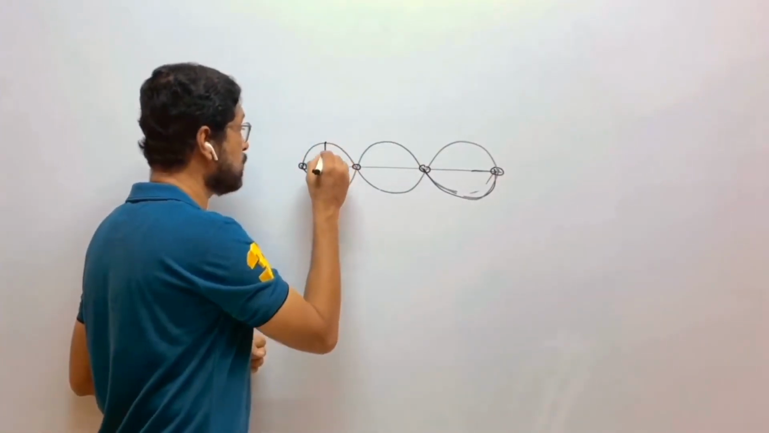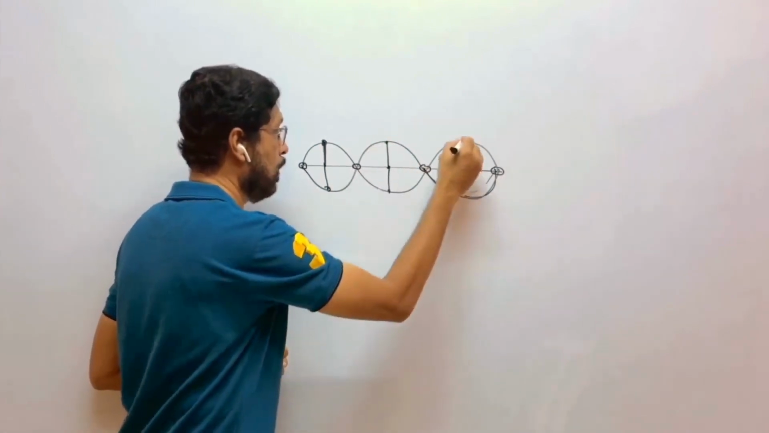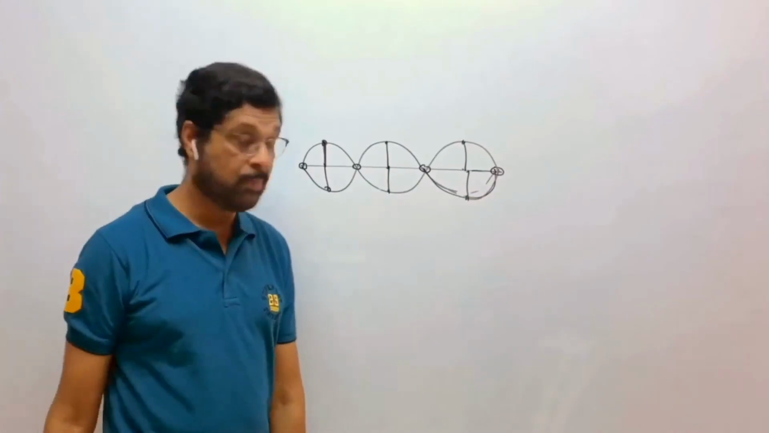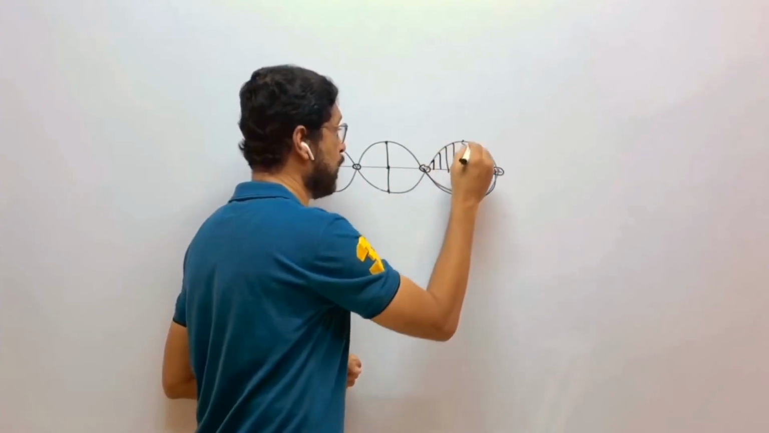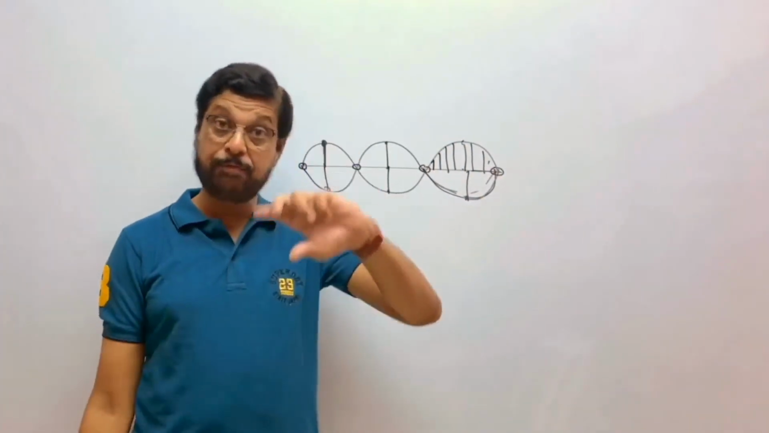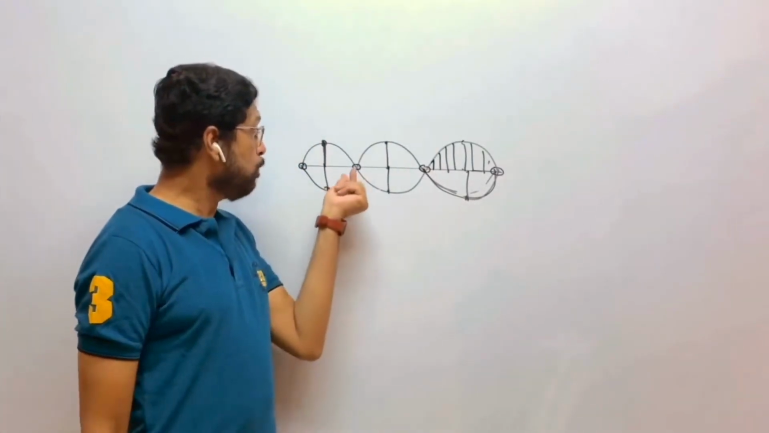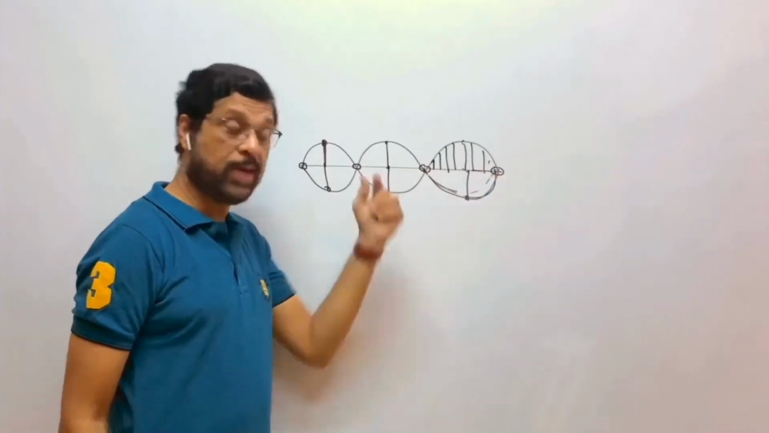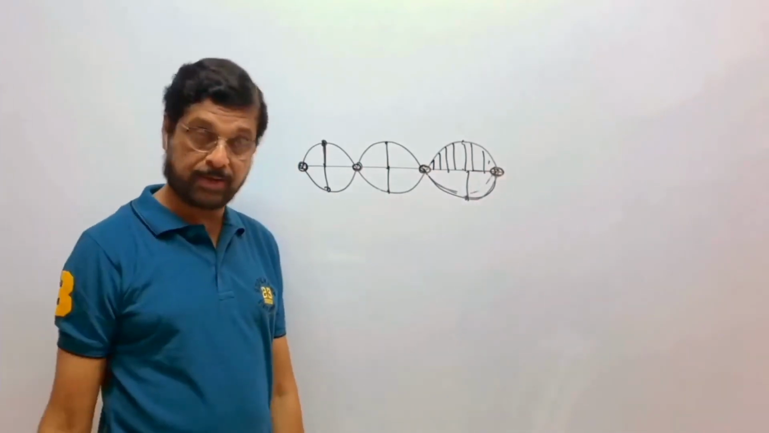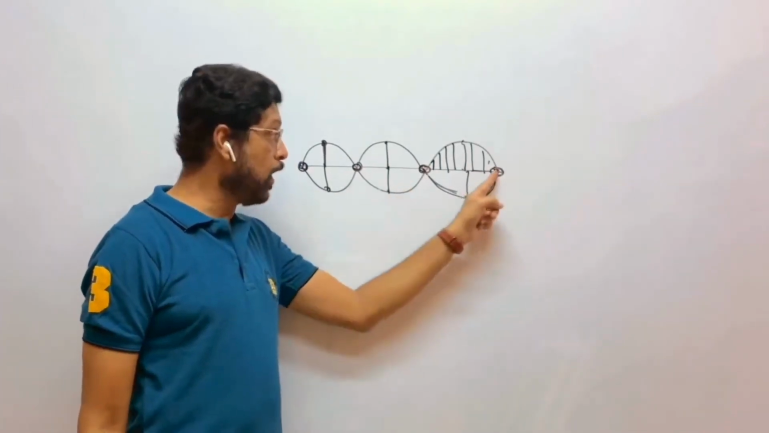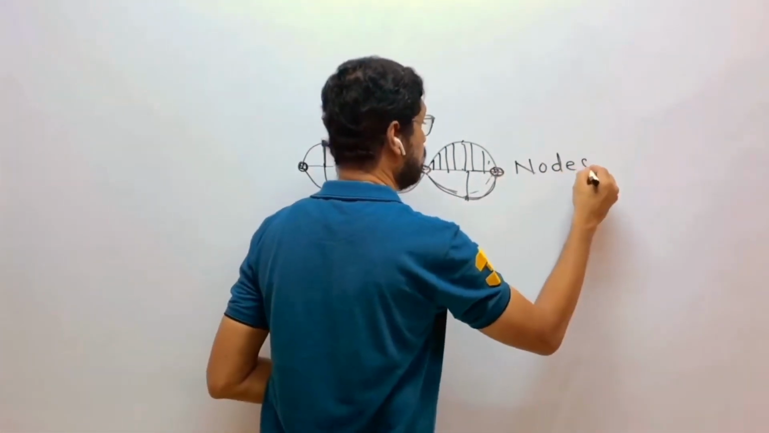At some points the displacement is maximum. Amplitude is maximum. And in between these two points, the displacements are different. Every particle is having different displacement from the mean position. So the points which are not moving, the points of zero displacement in a stationary wave, are called nodes.